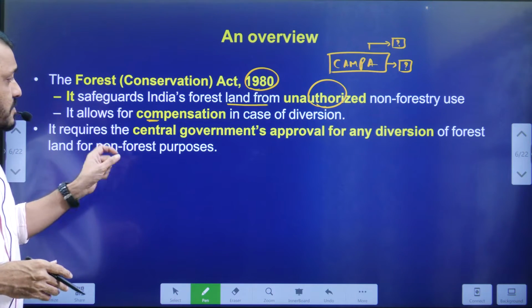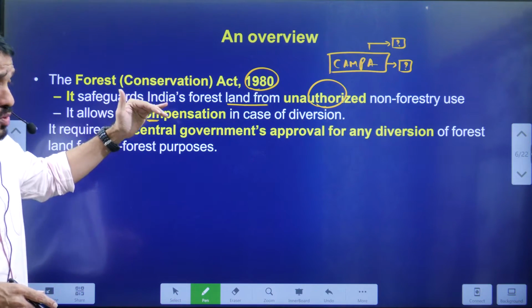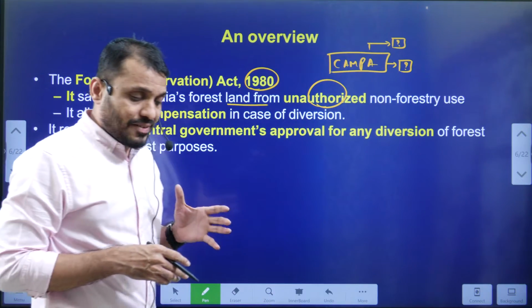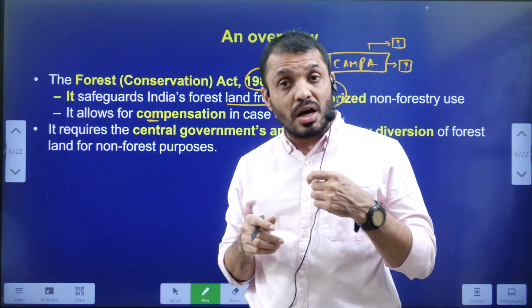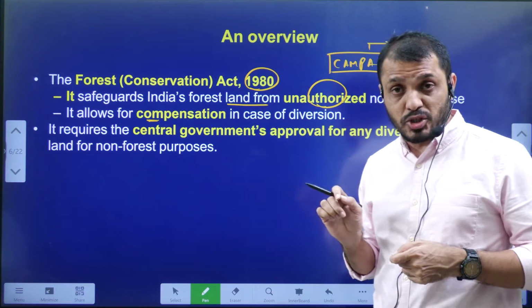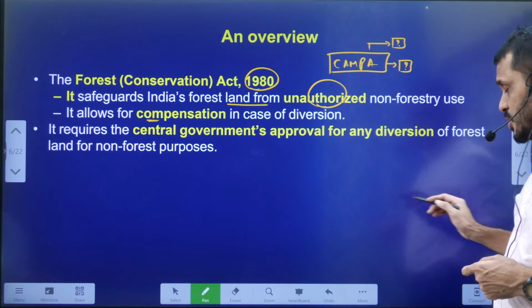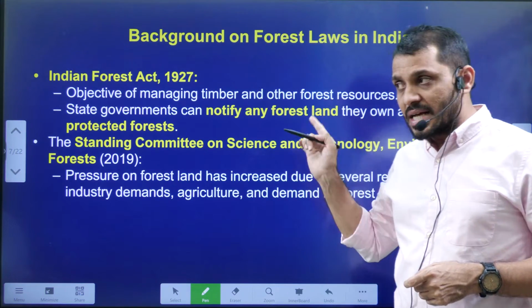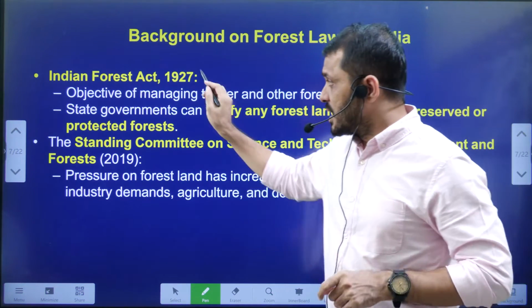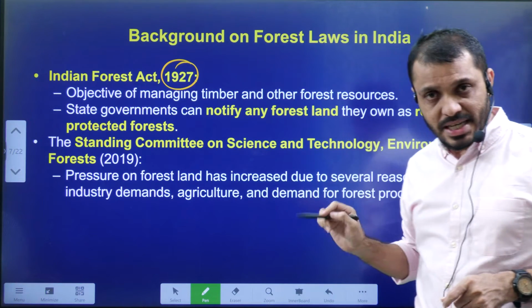Next, this act also says that if a state government wants to divert any forest land to non-forest purpose, it has to take permission from the central government. So the state government has to take permission from the central government. As I mentioned earlier, the British made the Indian Forest Act in 1927.